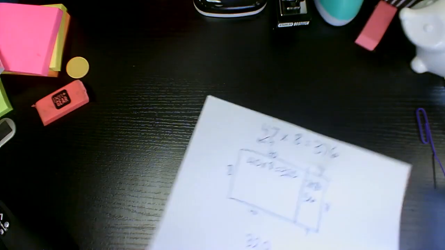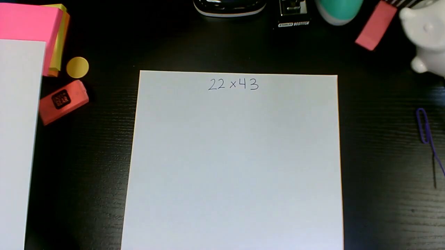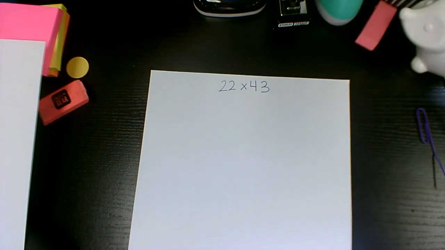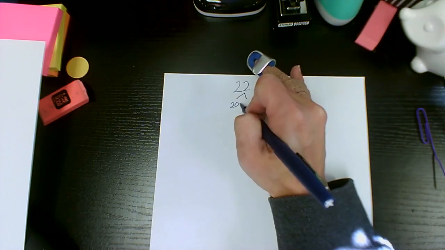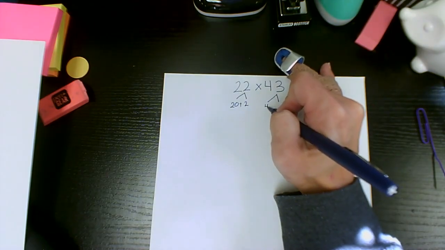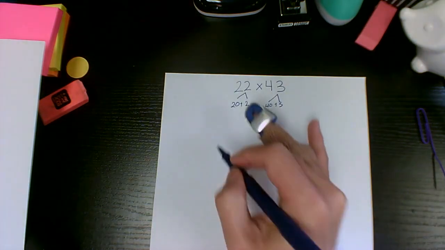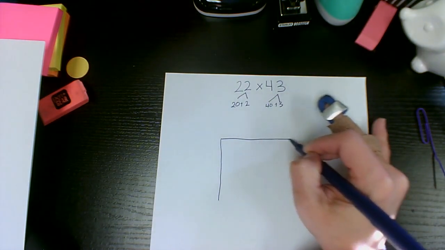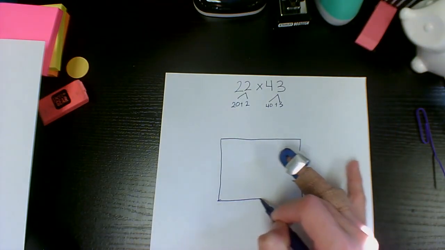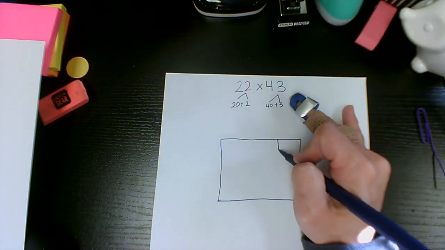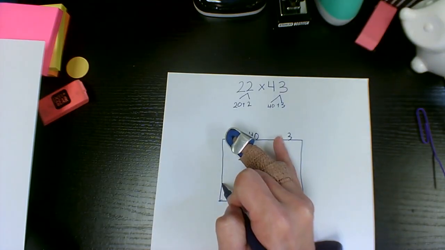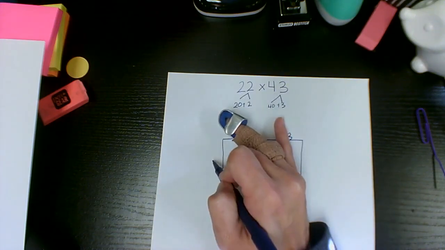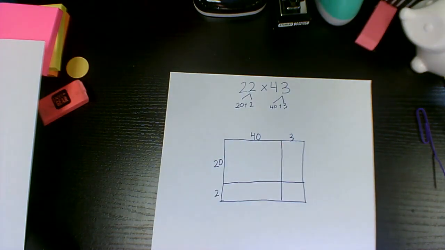A little bit more complicated problem to solve is 22 times 43. When we use the area model for 2-digit by 2-digit, we know we will have to break apart both numbers. So this is 20 plus 2. This is 40 plus 3. So therefore, on my rectangle, I will need to break apart both sides. I will break apart this side and label this 40 and 3. And I will break apart this side and label it 20 and 2.